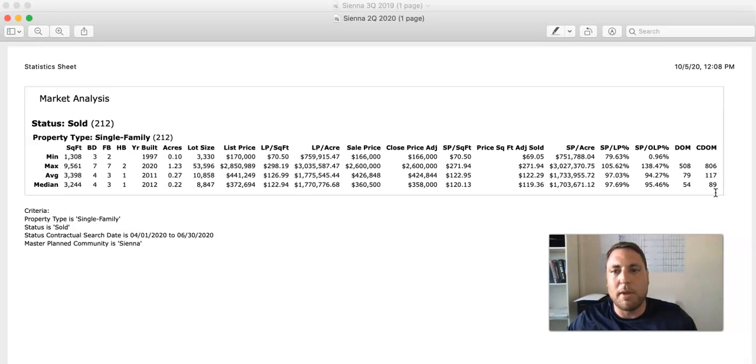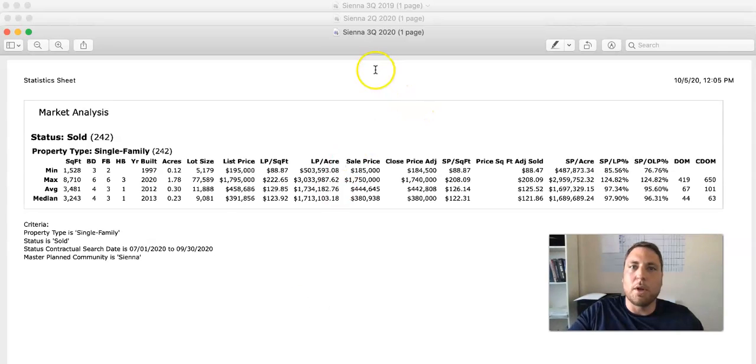So things improved quite a bit in the third quarter. Anyone that's been watching real estate, I'm sure, has a feel for that. Things are really hot right now. Number of sold homes, 212 in the second quarter. In the third quarter, it was 242.